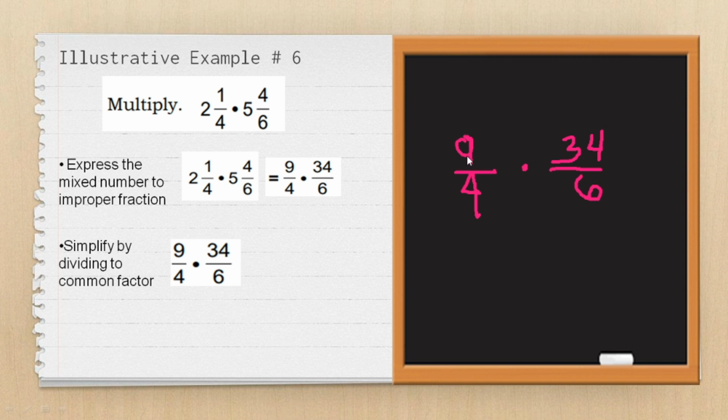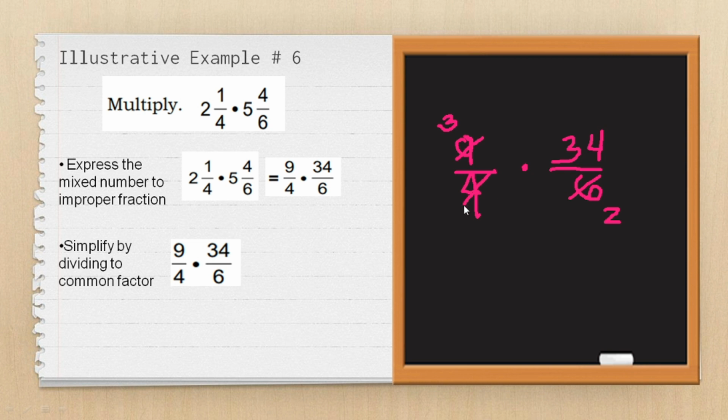Pwede pa nating i-divide yung 9 at yung 6 sa 3. So, 9 divided by 3, that's 3. Ito naman 6, 6 divided by 3, that's 2. Tama? Okay. Ngayon, ito namang 34 and 4. Ano pa kayang pwede nating i-divide sa dalawang to para mas lumiit siya, mas madali nating i-multiply? So, meron tayong 2. Tama? Pwede pa yan ng 2.